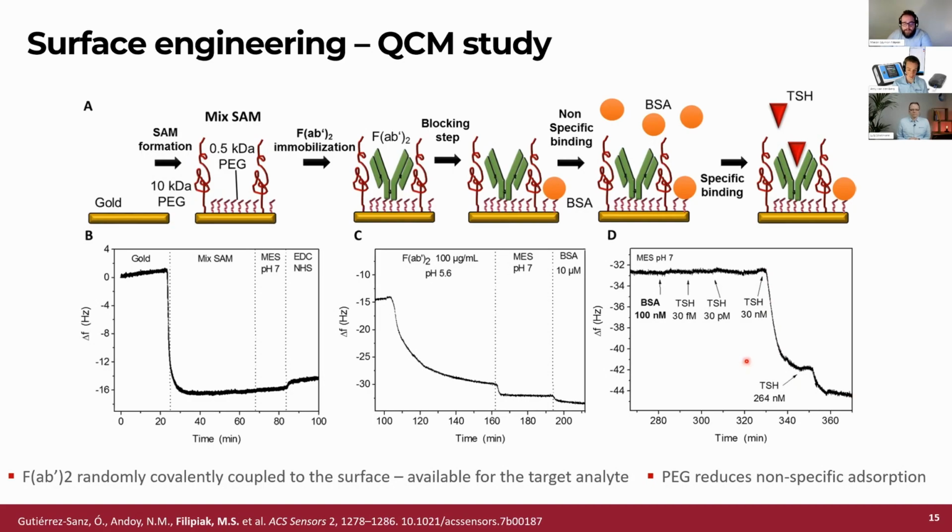So what we see in here is that the Fab2 are covalently coupled to the surface, and they are available for the target analyte, which is seen here. Antigen-antibody interactions visualized in the QCM. And then the polyethylene glycol can reduce the non-specific adsorption. You can see that in here, after the whole surface modification protocol, we then added a high concentration of BSA, and there is no signal. The surface is saturated.